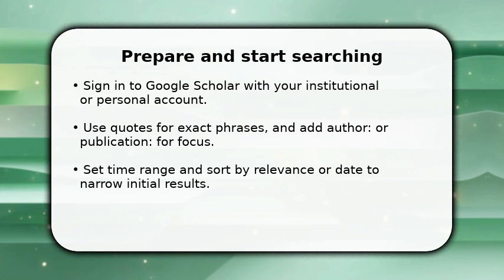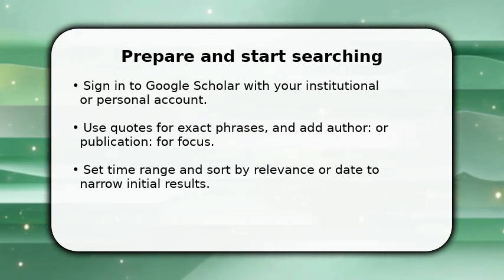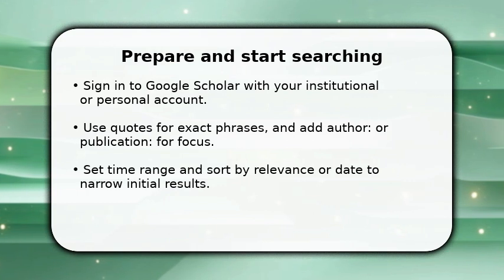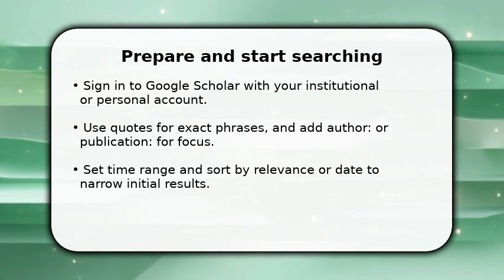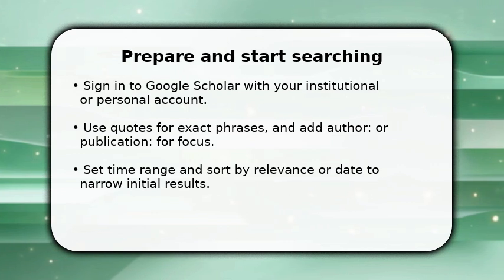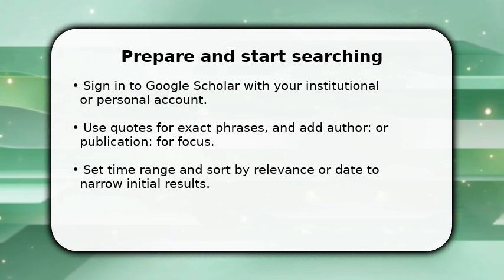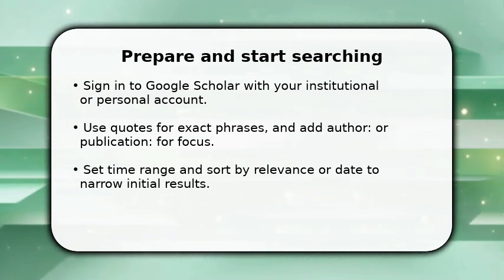You begin by signing into Google Scholar, because results adapt to your access and library links. Start with a precise query using quotes for exact phrases and author or publication to focus. Once done, apply a time range and sort by relevance or date to reduce noise and surface recent keywords. This first step establishes context and sources you can access.